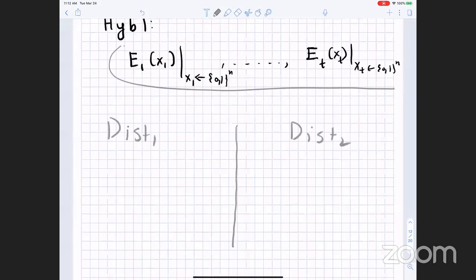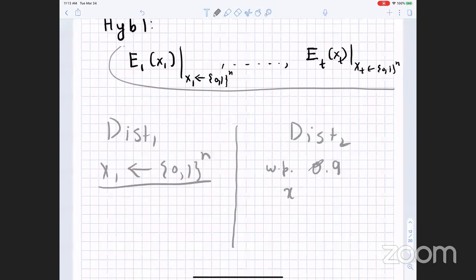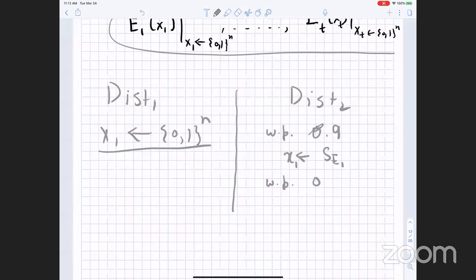Let's say that we are sampling x1 from uniform. Sampling this is identical to doing what I will be doing on the right: with probability 0.9, sample x1 from the hardcore set SE1, and with probability 0.1, sample x1 from the complement. Now these two things are identical. Why? Because sampling from uniform is the same as sampling from a fixed set with probability equal to the density of the set, in this case 0.9, and with the remaining probability you sample from the complement. So these two things are exactly identical.